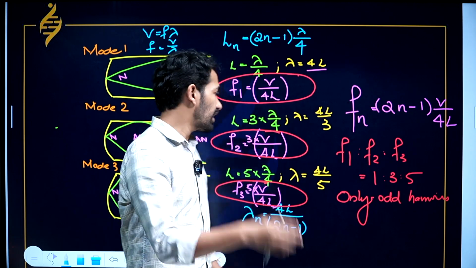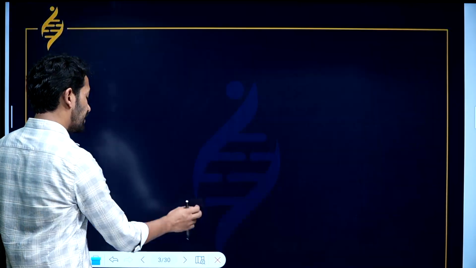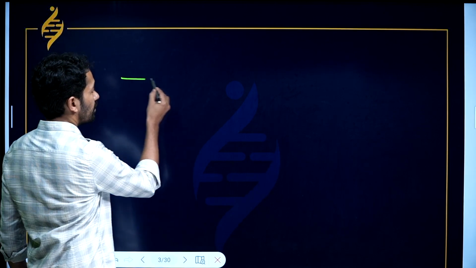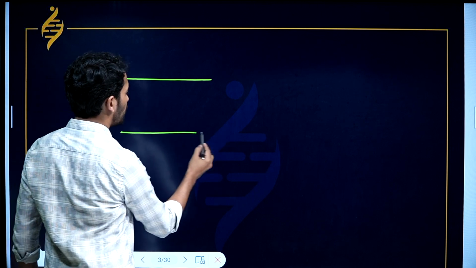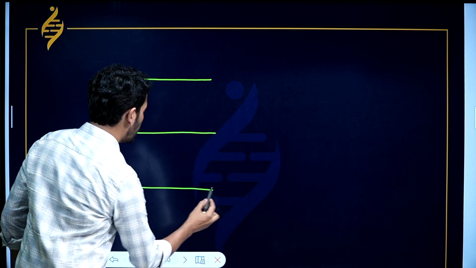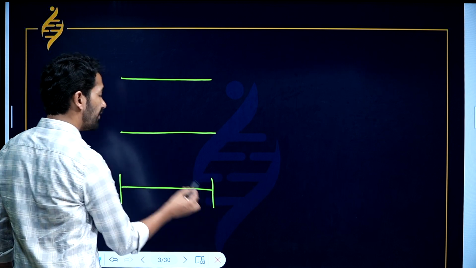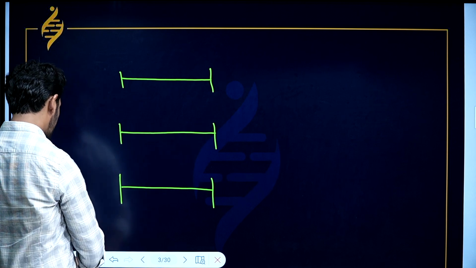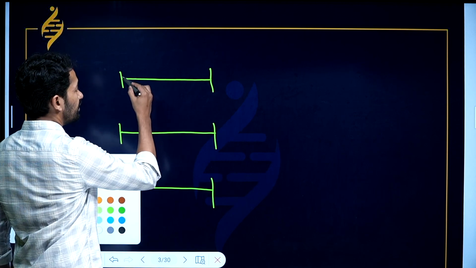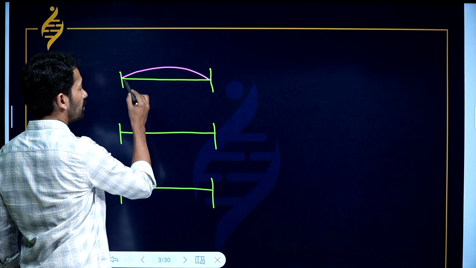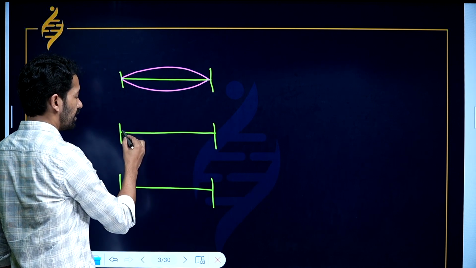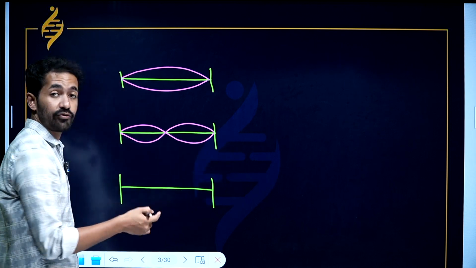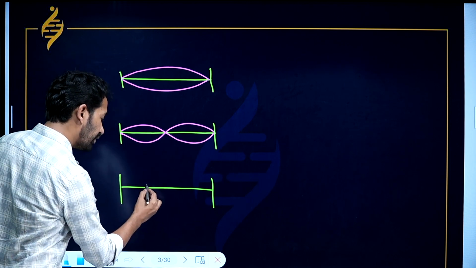Now in the case of a string, let's see the string. What is the difference between a string and an open pipe and a closed pipe? String, I'll write that mode 1, mode 2 and mode 3. We will be having the boundaries here, and definitely in the boundaries only nodes should be formed. So we are drawing it. So this is our fundamental frequency or the first frequency, and second one will be the second frequency or the first overtone. That is what we call here first overtone.